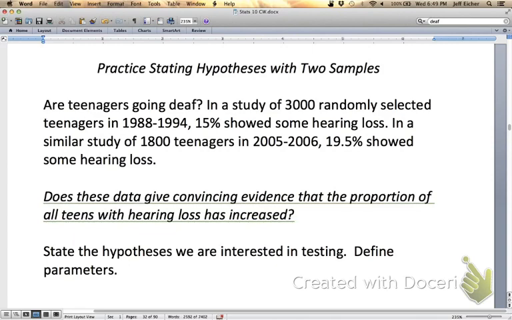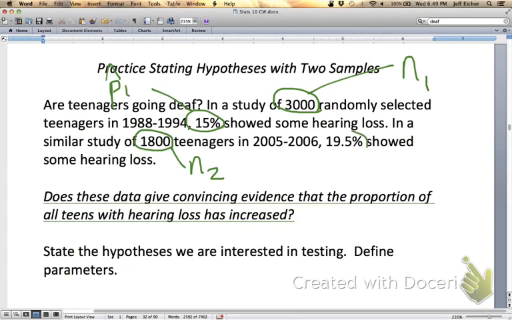So this first study had that many individuals, observations. That's n sub 1. The second study had this many individuals. That's n sub 2. The first study had this result. That would be p hat sub 1. The second study had this result. P hat sub 2.